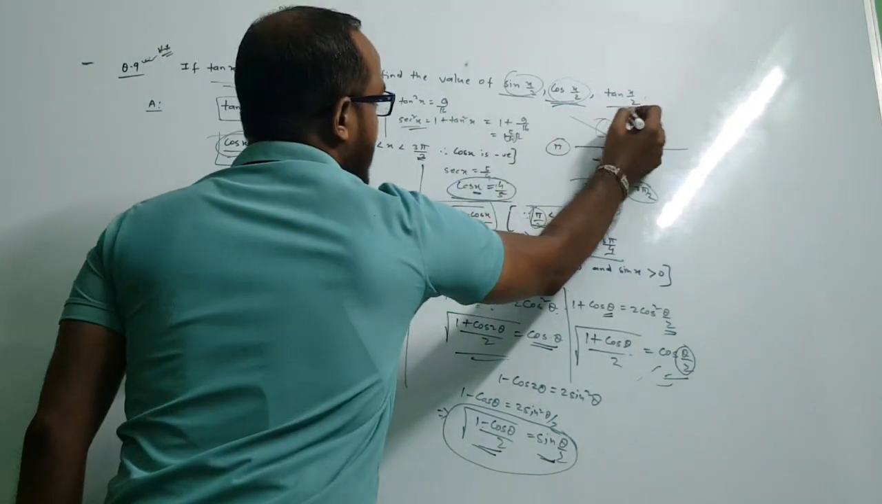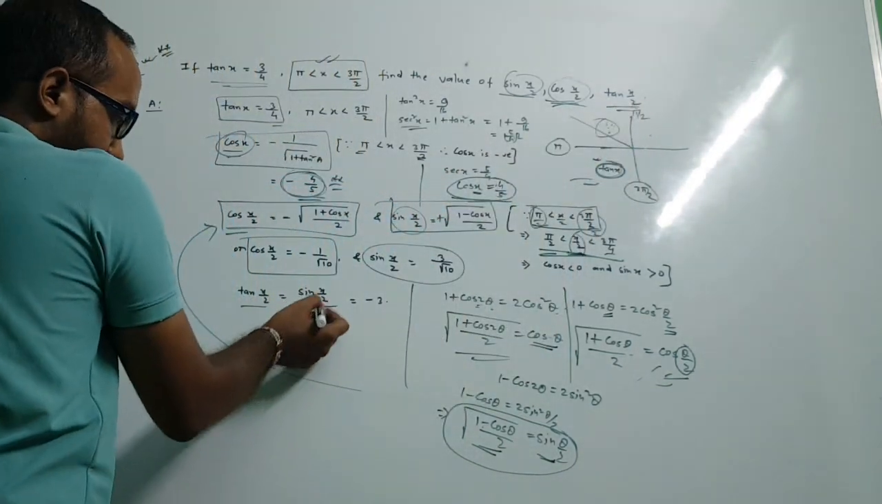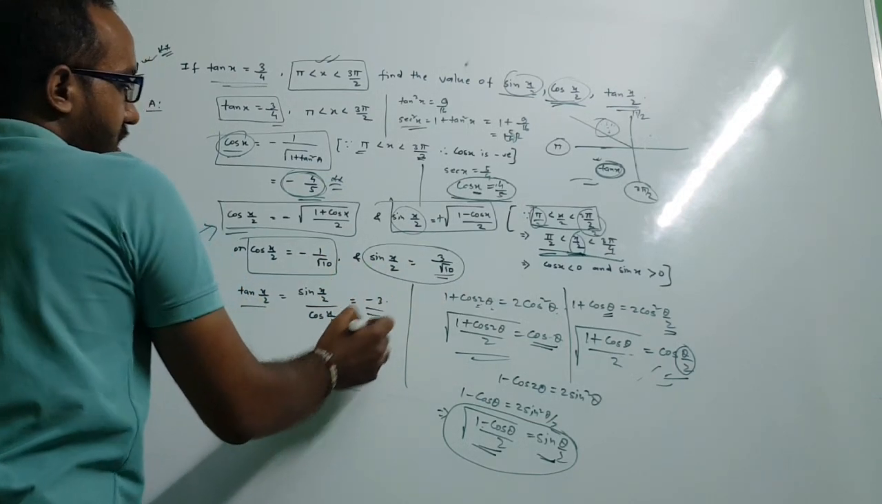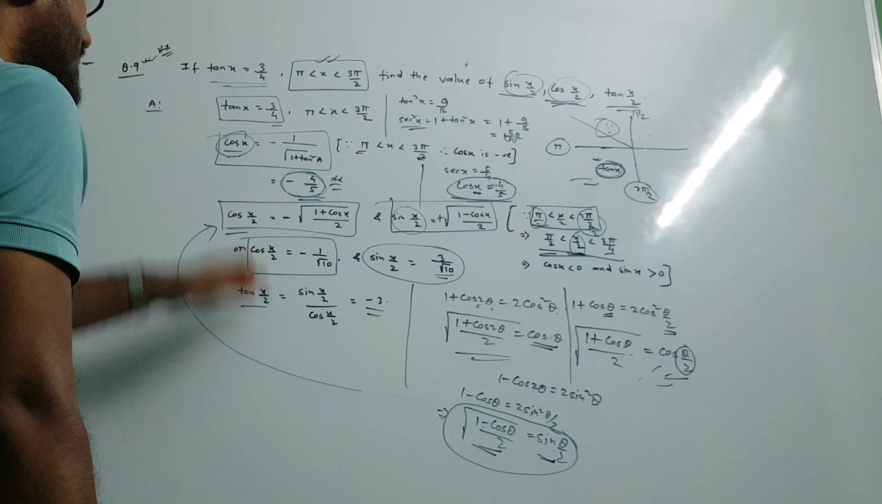Now they are asking about tan x by 2, that is sin x by 2 divided by cos x by 2. This 3 by root 10 divided by minus 1 by root 10, you will get it as minus 3. This is a very important sum.